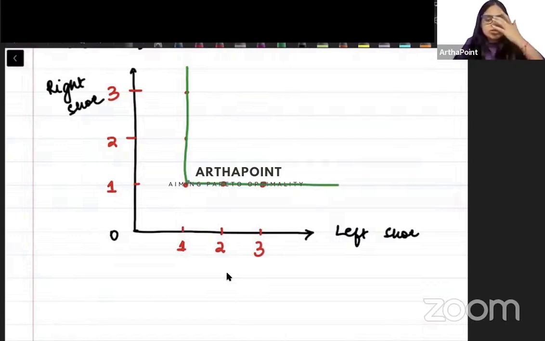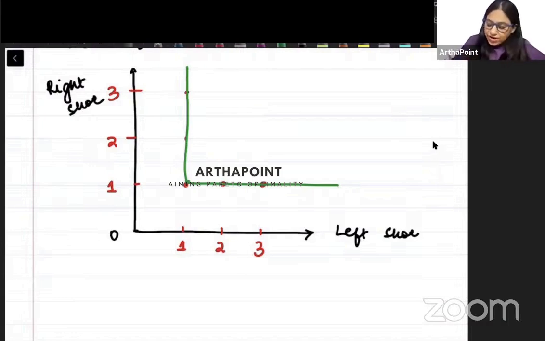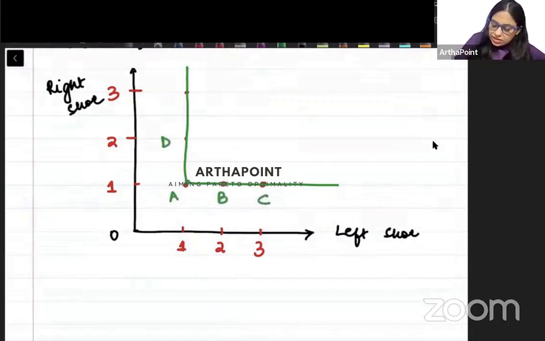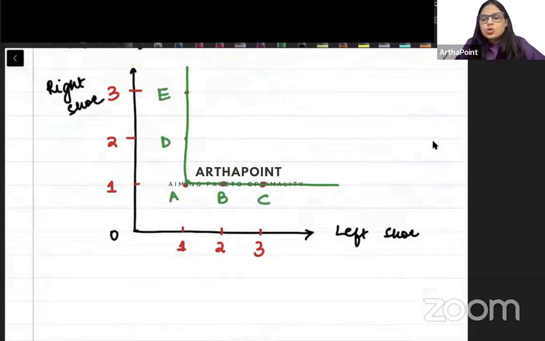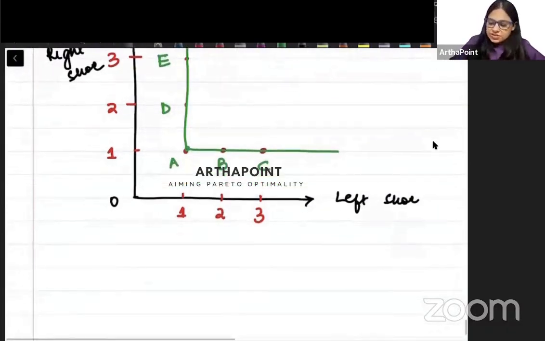जो भी पॉइंट्स कंज्यूमर को सेम यूटिलिटी देते हैं, सेम सेटिस्फैक्शन देते हैं, all the points that give the consumer the same level of satisfaction should be on the same indifference curve, right? So point A, B, C, D, E should be on the same indifference curve.